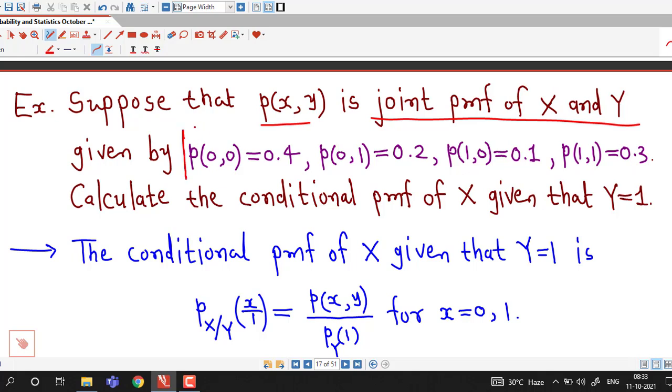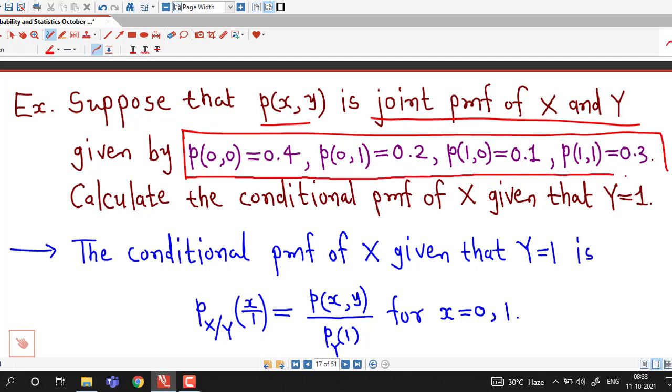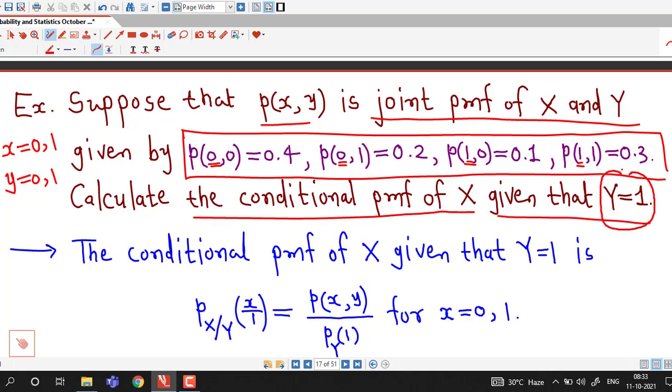So we are given the values of the joint probability mass function of two random variables X and Y. From this we can see that the possible values of X and Y are 0 and 1. We have to calculate the conditional probability mass function of X given that Y equal to 1.